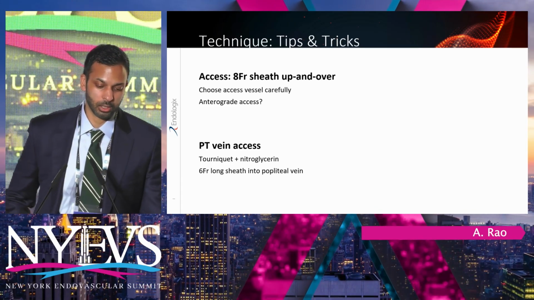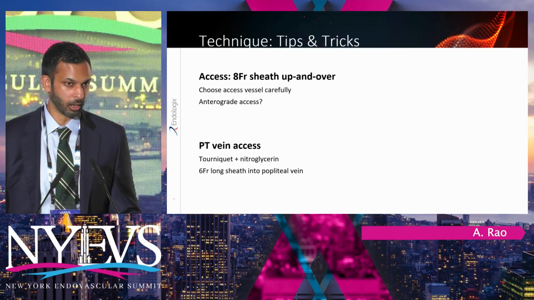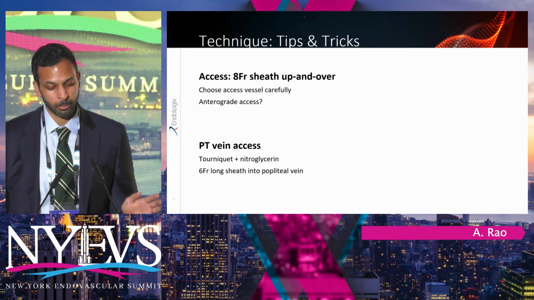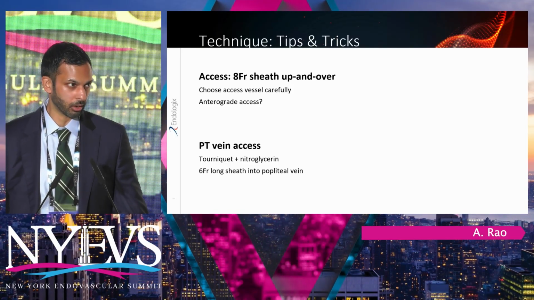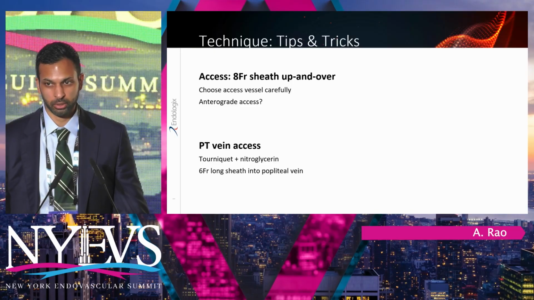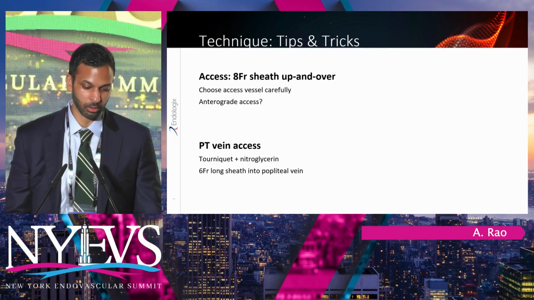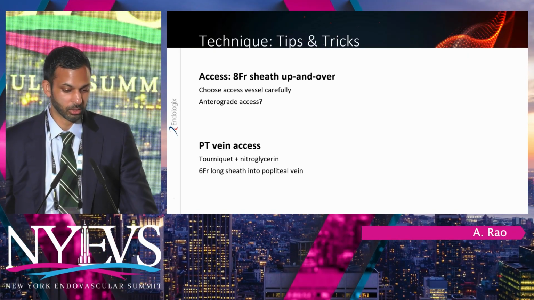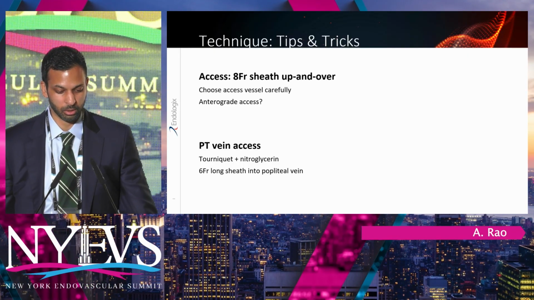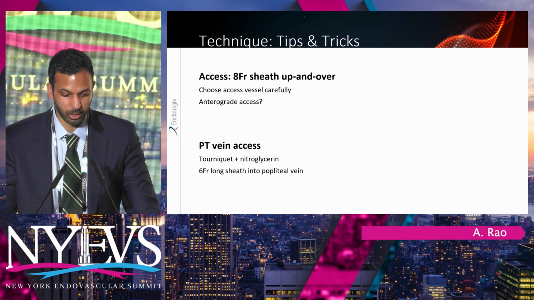And the other kind of trick I learned is, my access in the PT vein is by the ankle. But even once you put your short sheath in, sometimes you can spasm it with putting your snare up when you're doing the device. So I actually like to put in a long 6 French sheath and get that all the way into the popliteal vein. That way I don't have to worry about manipulating that PT vein anymore, because once the sheath is in, the PT vein is protected. So I think getting a long sheath into the popliteal vein helps a lot.